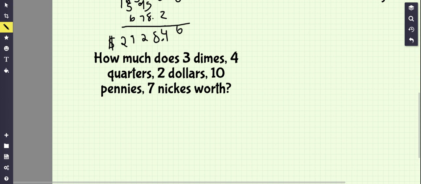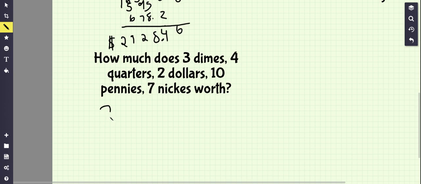It says how much are 3 dimes, 4 quarters, $2, 10 pennies, and 7 nickels worth? So I'm gonna bring out the chart for U.S. currency. I can't find it right now, but we know how much it's worth.